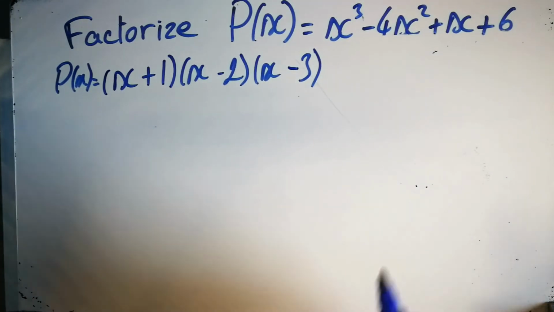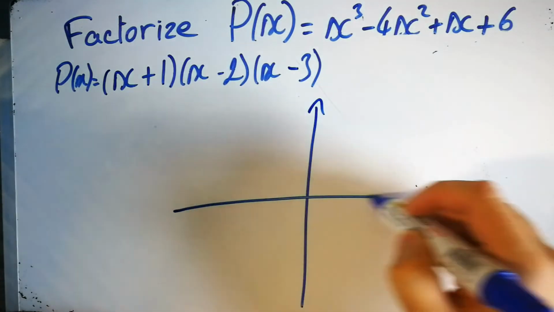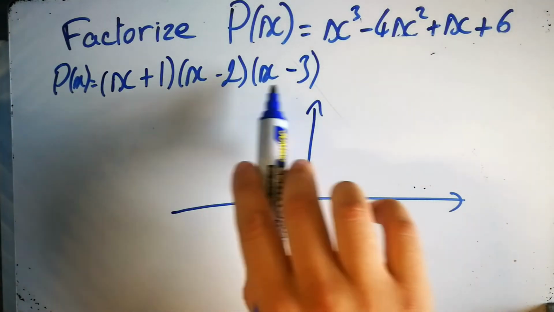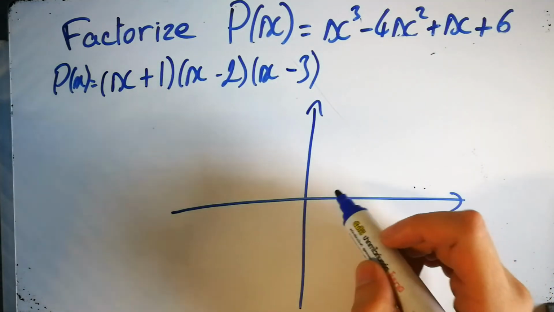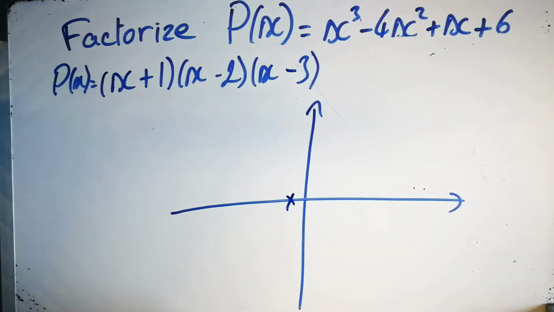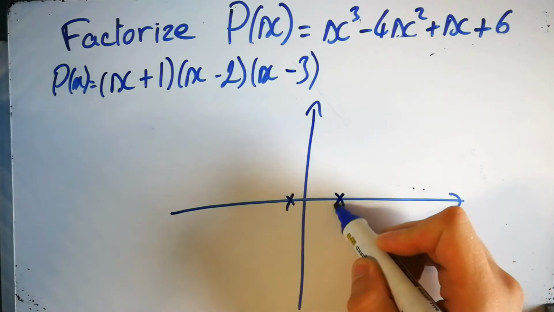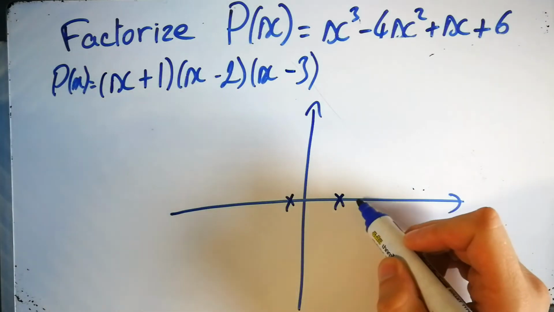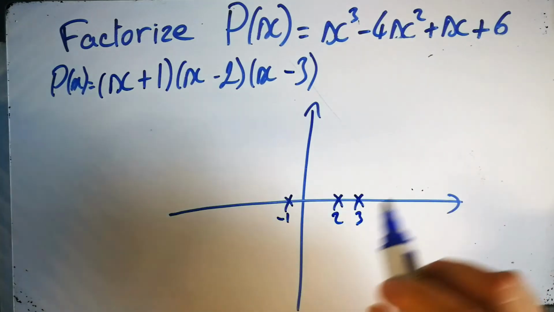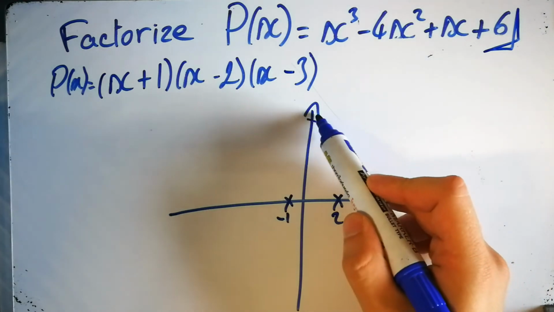The next step is going to be to graph the equation. So we're going to do a rough sketch of the graph of the cubic. We're not going to be very precise. What we want is simply to put on the roots and the y-intercept. So here we know that we have one root at x equal minus 1, one root at x equal 2, and one root at x equal 3. So we have minus 1, 2, and 3. We know that the y-intercept here is 6, so we're going to put the y-intercept at 6.